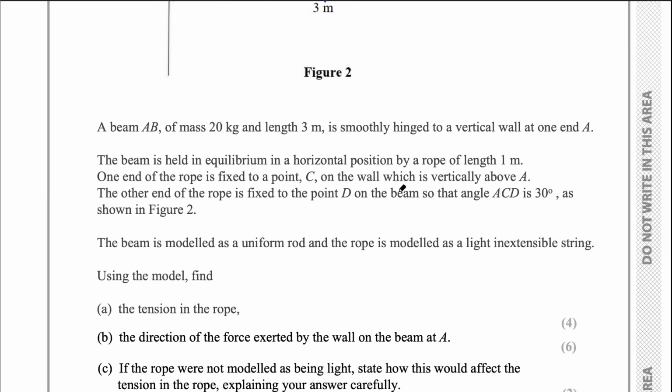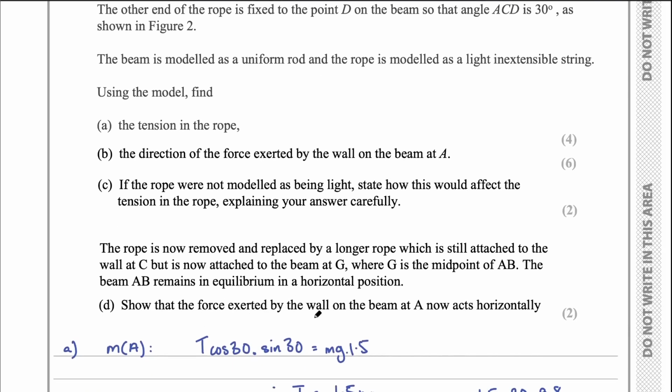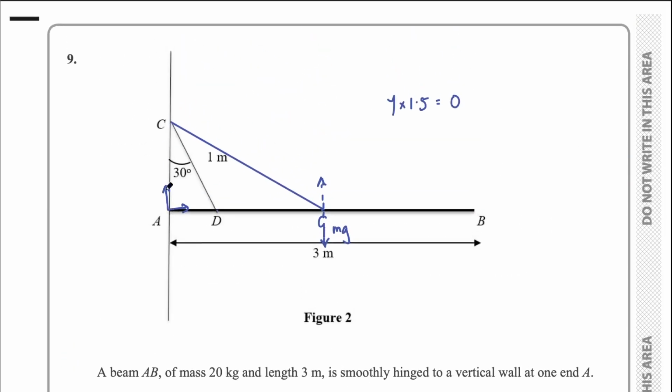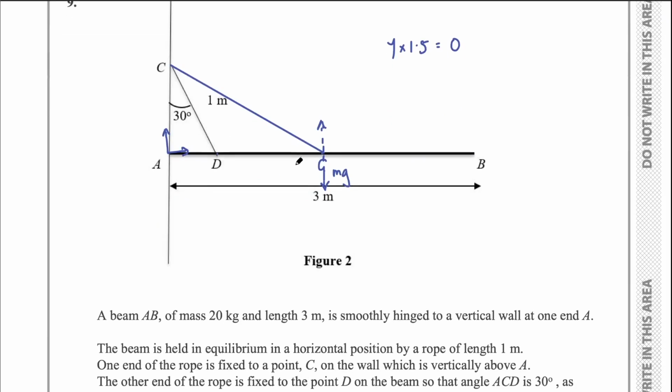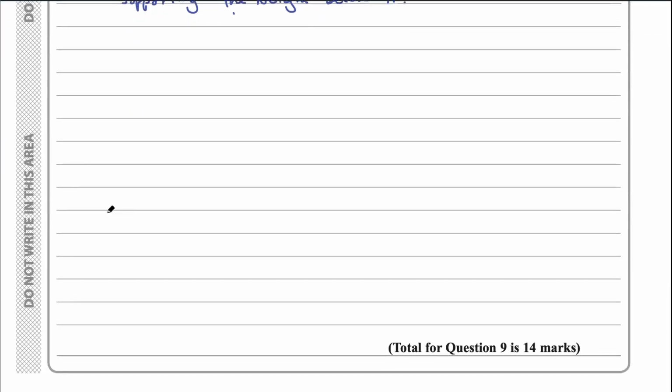So again, let's go back to the question. It says, show that the force exerted by the wall on the beam at A now acts horizontally. Well, if we have that vertical force from the wall pushing against the beam equal to 0, therefore, the only force pushing against the beam is the horizontal component of that force. So let's go ahead and see if we can prove some of this.